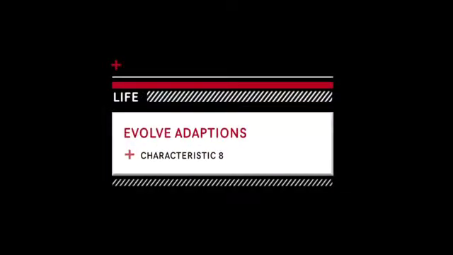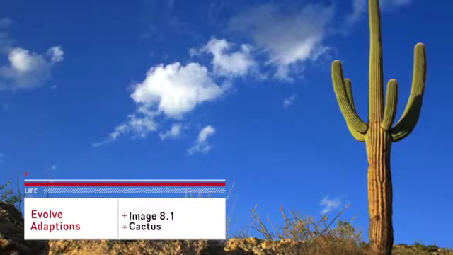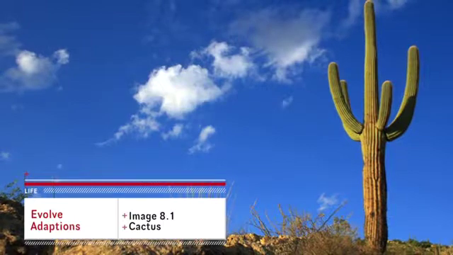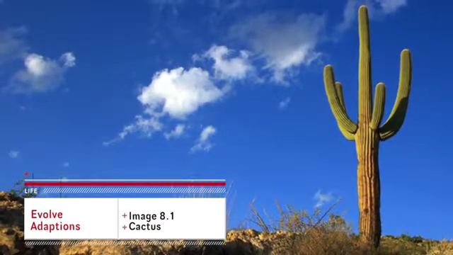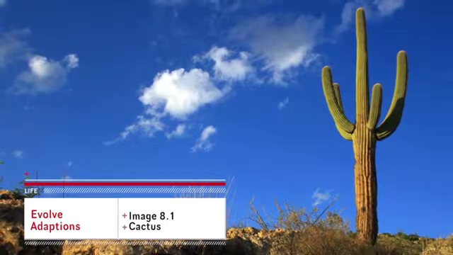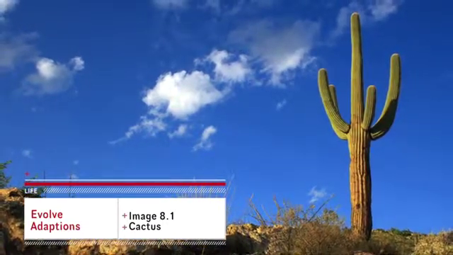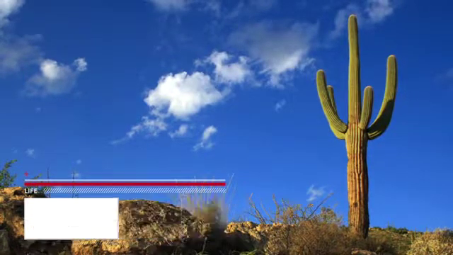Living things evolve adaptations. This photograph of a cactus represents evolving adaptations. The desert is extremely arid, and it can be extremely difficult to obtain water. Cacti have extensive roots, spikes that trap moisture, and can hold large amounts of water. These adaptations allow the cactus to survive with extremely small amounts of moisture.